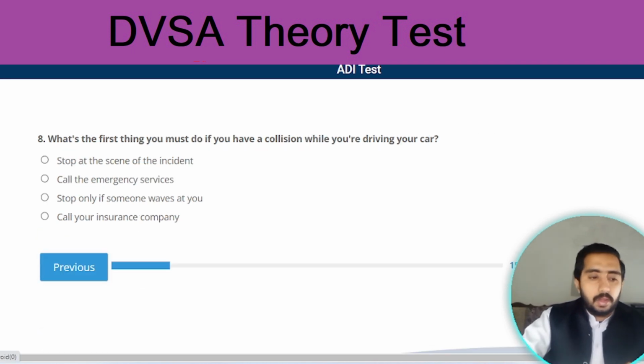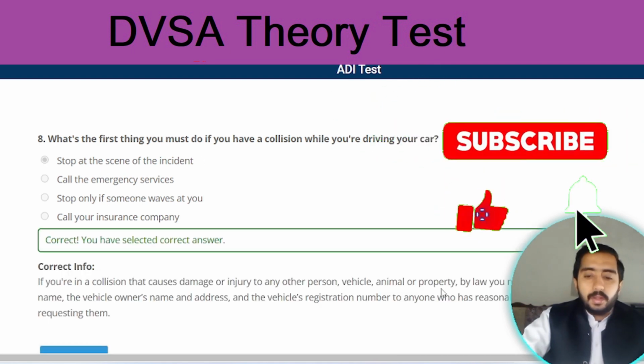Next question. Question number 8. What is the first thing you must do if you have a collision while you are driving your car? While you're driving your car, the correct option is stop at the scene of the incident. Option A is the correct one. Next question.